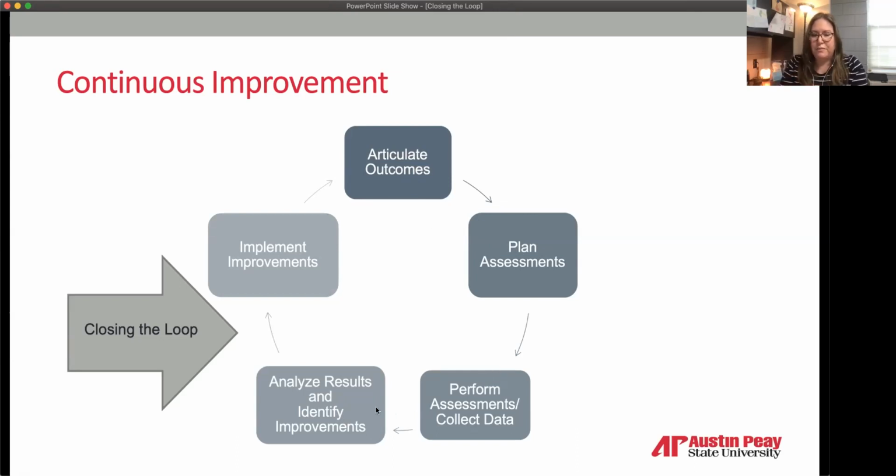Then this year you've been performing the assessments, collecting the data. As you've moved through that IE plan and implemented it, that's ideally what you've been doing over the course of this year. Sometimes, depending on the nature of your outcome, you may be collecting that data at the end of the academic year. It's different for every unit. But this is where we are in this process. We're closing the loop. We're taking all of that assessment data, tying that back to the outcomes, analyzing those results and reflecting on them to identify improvements.